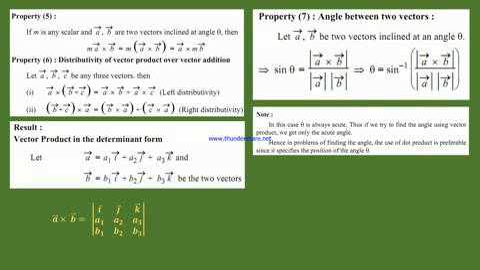Determinant form, we just take A and B. The proof of this will be explained later, maybe in the book or somewhere, so we need the result only. So how can you write the A vector cross B vector in the determinant form?